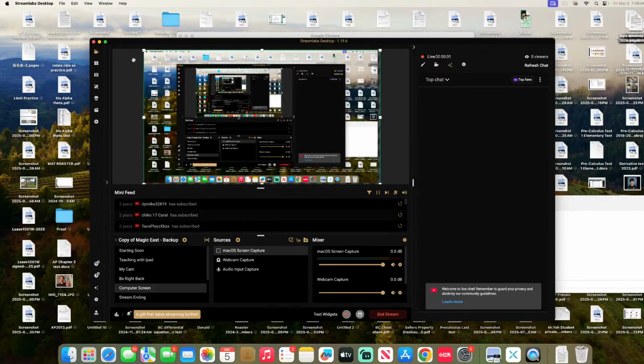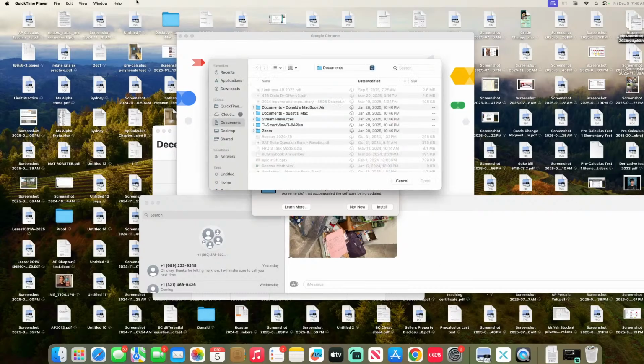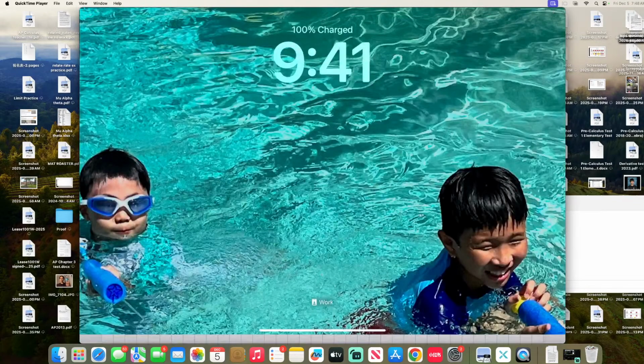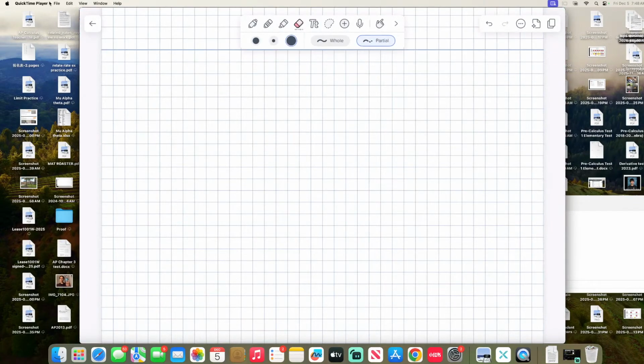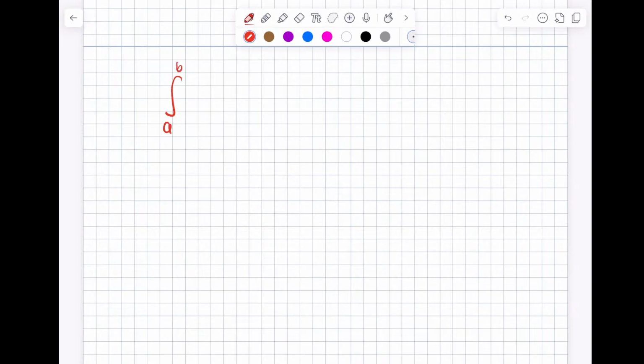Curve and the integrals. We're going to start with a definite integral. I'm going to tell you what a definite integral means. If you have a definite integral, it should look something like this: the integral between a and b of f of x dx.